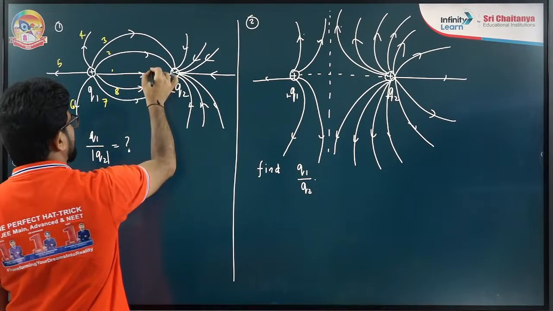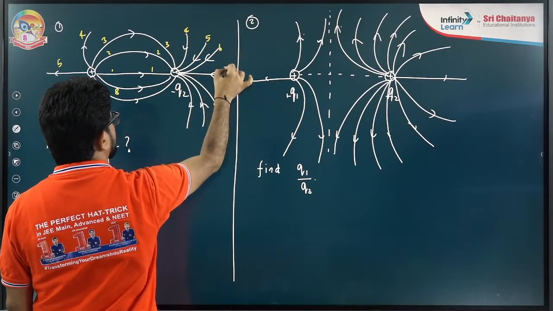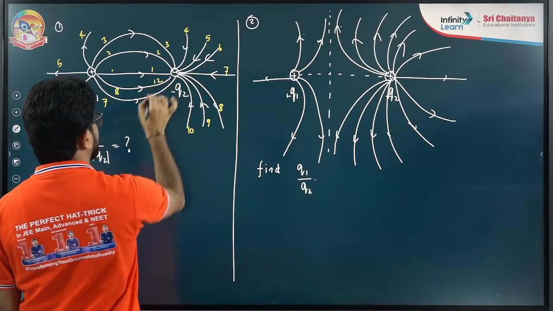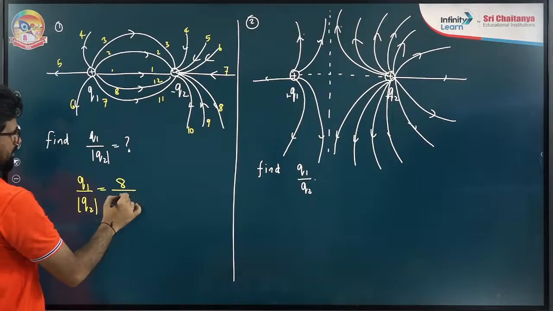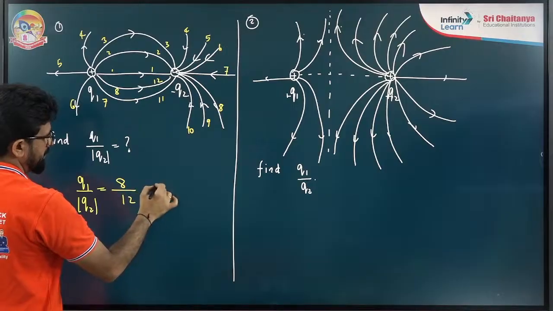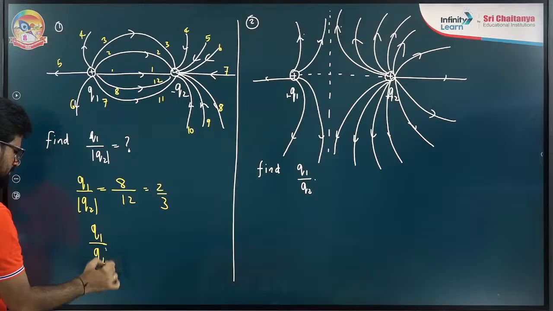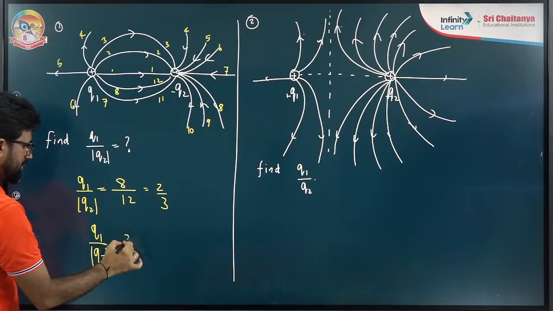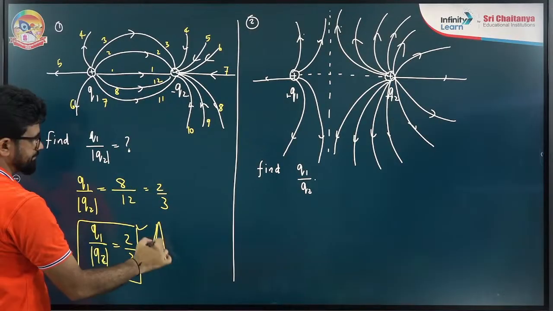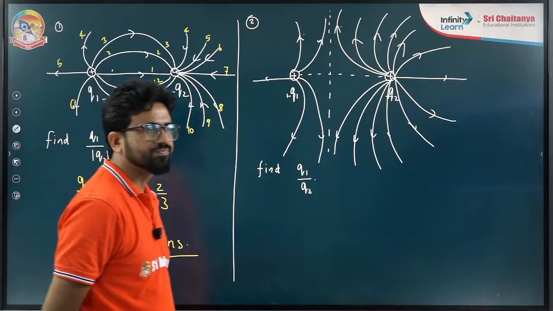Now calculate here. This is 1, 2, 3, 4, 5, 6, 7, 8, 9, 10, 11, 12. It is 12. Take the ratio, what does it become, beta? Divide by 4. That means 2 is to 3. So the ratio of Q1 by Q2 is 2 is to 3. That is the answer to the first question.